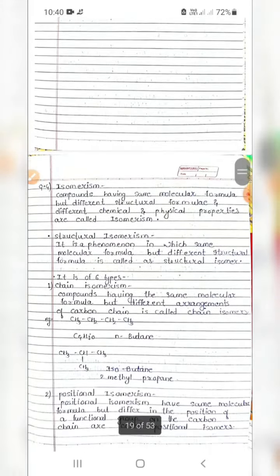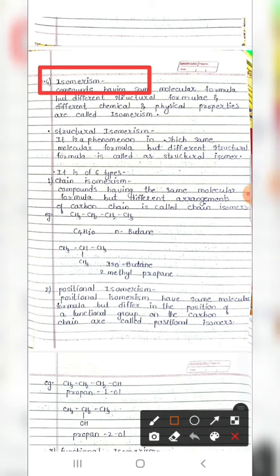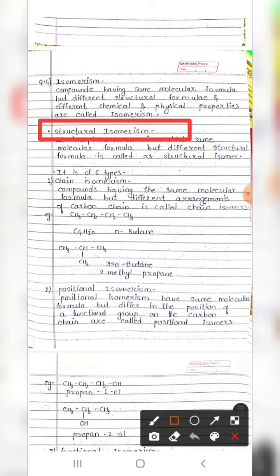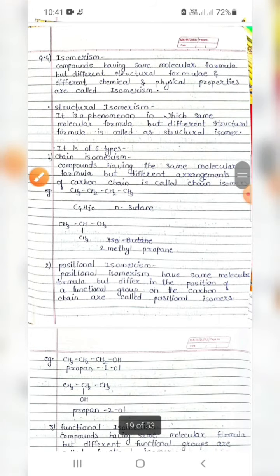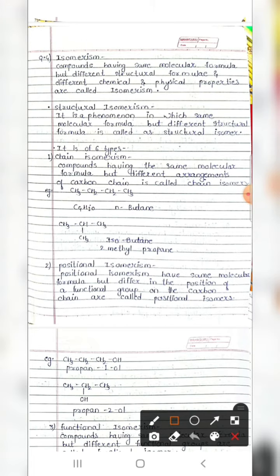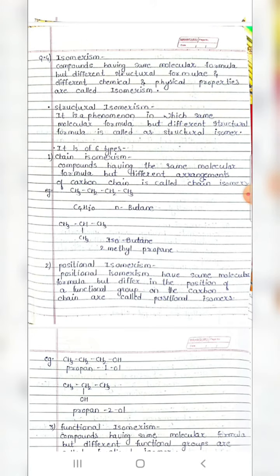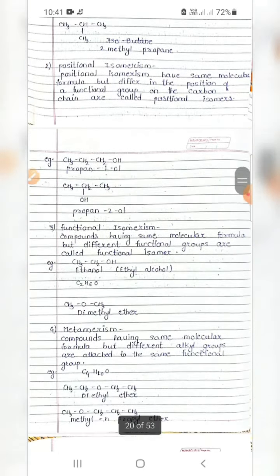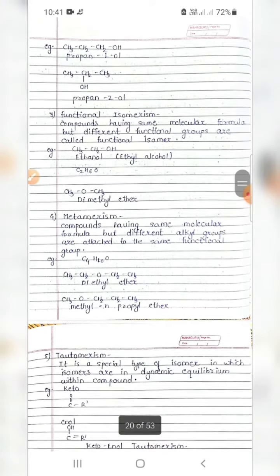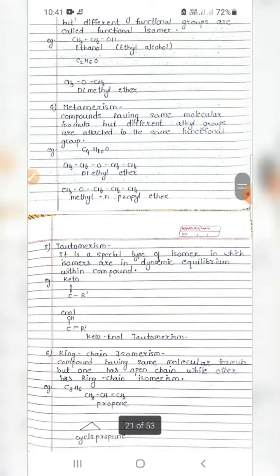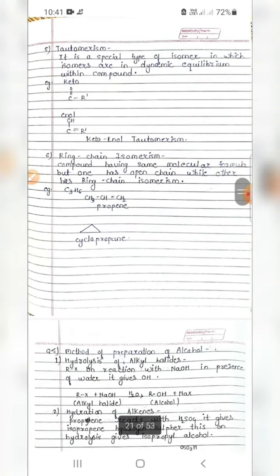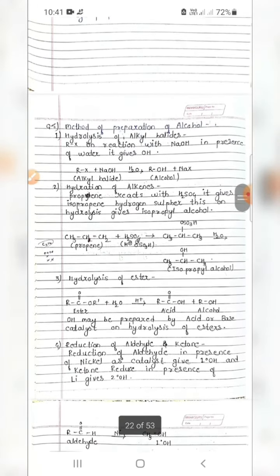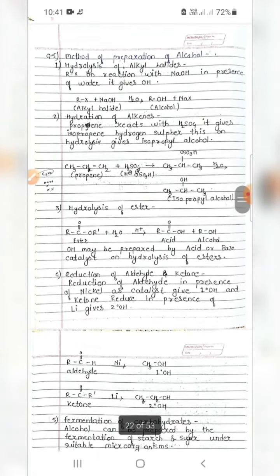This is very important question. Define isomers. Explain structural isomerism. And structural isomerism is classified into 6 types. That 6 types you have to explain: chain isomerism and its example, positional isomerism, its example, functional isomerism with its example, metamerism and tautomerism, and ring chain isomerism with its example you have to explain. It will be definitely in your exam.